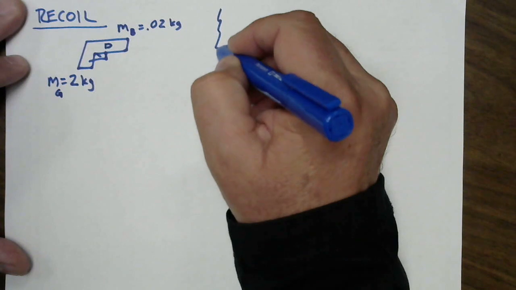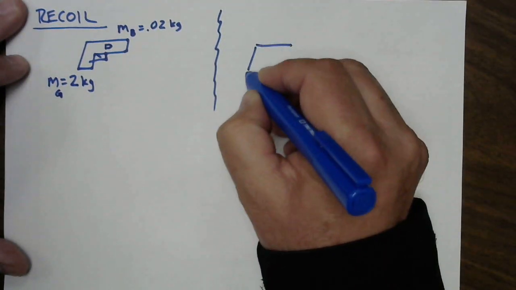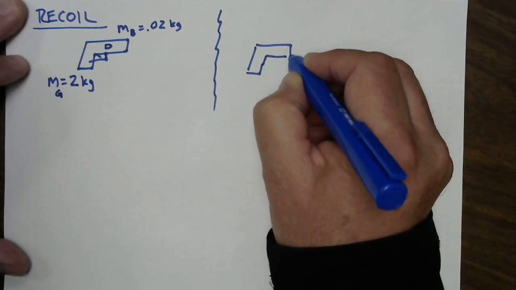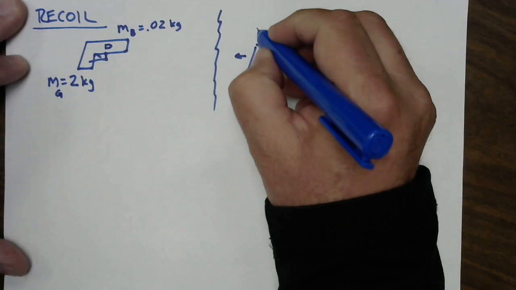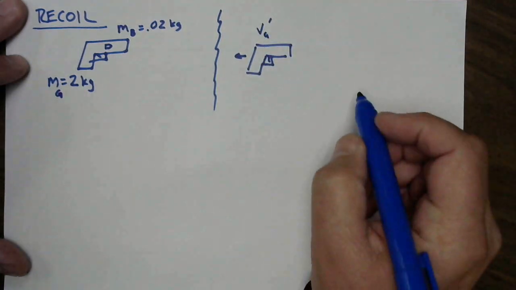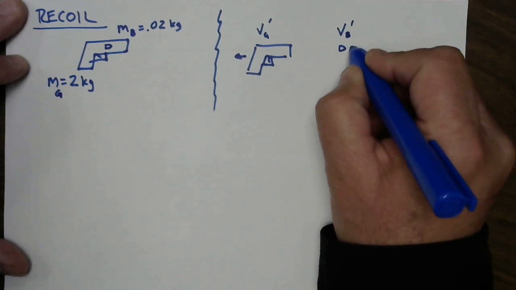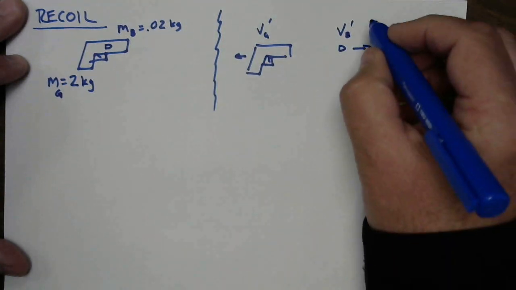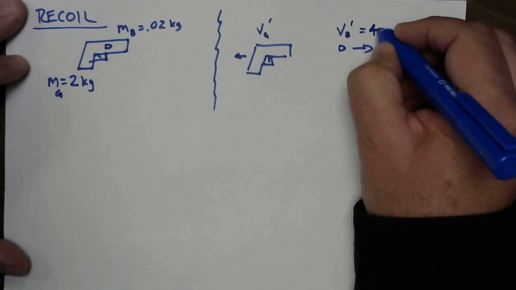Then somebody pulls the trigger. What happens? Well, the gun minus the bullet will recoil this way at the velocity of the gun after the collision. The bullet comes out this way, going very fast, and I'm going to tell you what fast is. Fast is going to be 400 meters per second.